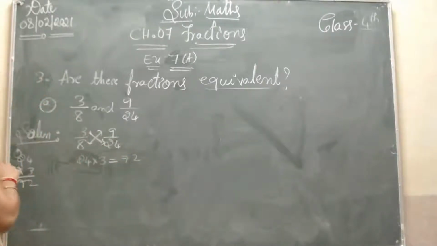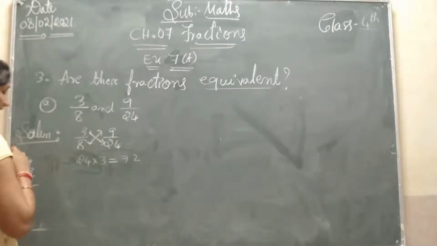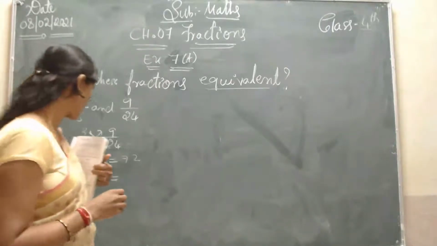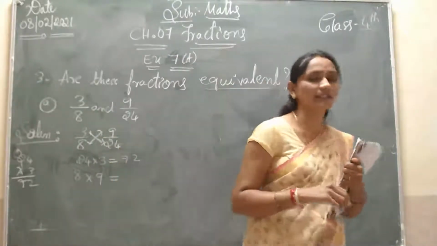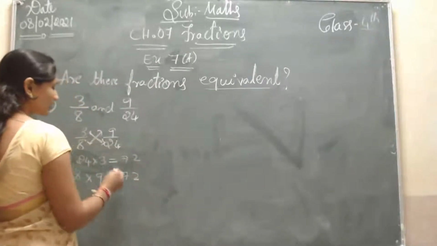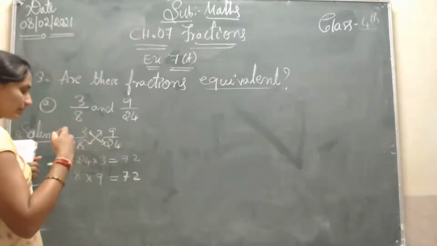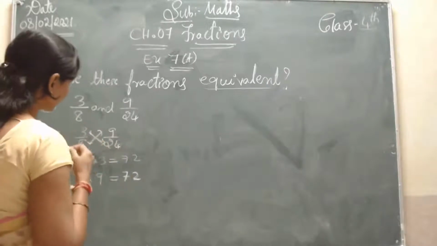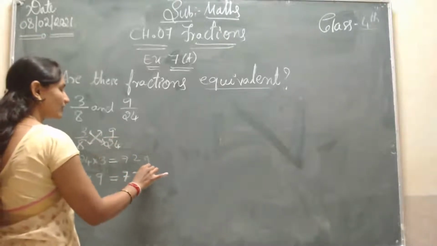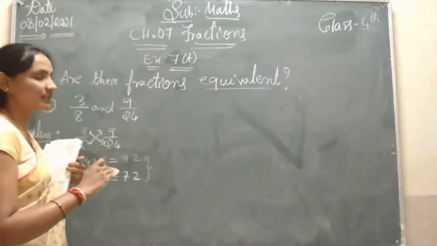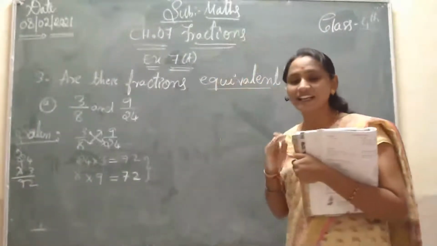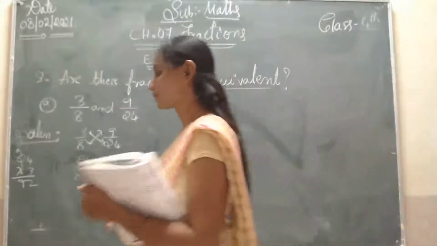Next, 8 into 9. Eight nines are 72. Can you observe, students? In the cross multiplication, 3 into 24 is 72 and 8 into 9 is 72. Both cross products are 72, so this is equivalent.